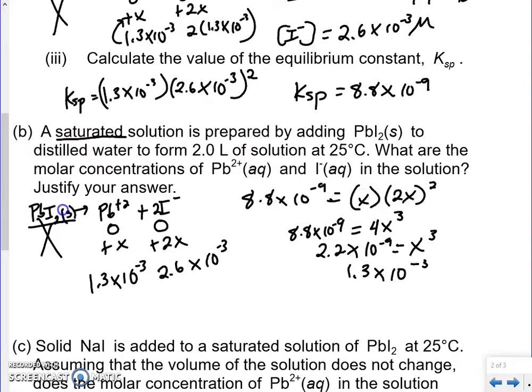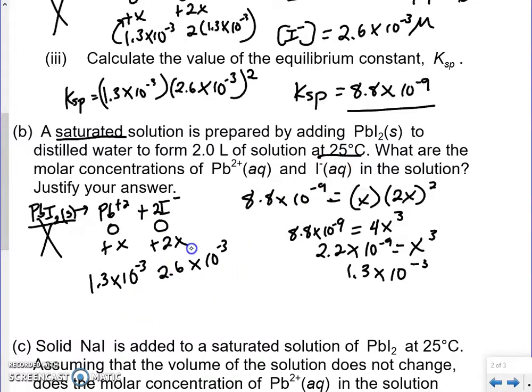So what that comes down to is at 25 degrees Celsius, our equilibrium constant is 8.8 times 10 to the negative 9th, which means at 25 degrees Celsius, these two values are always going to be the same as long as the only thing in solution is our lead 2 iodide. So you could answer it by doing the math, or you could answer it through the logic that just because there's more water doesn't affect where equilibrium occurs. Our molarity is going to be the same because KSP is the same because the temperature is the same.